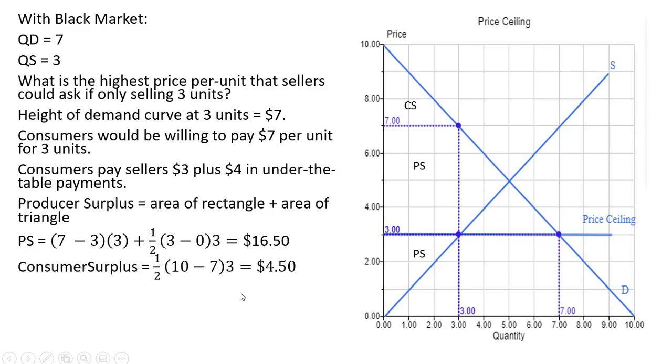Consumer surplus, on the other hand: consumers are paying $7 ultimately for the product, $3 up front, and then $4 under the table. And consumer surplus under that scenario is $4.50. The deadweight loss wouldn't change here.